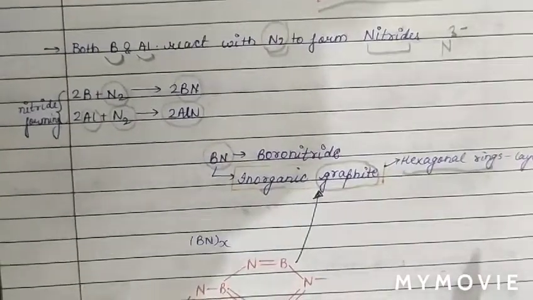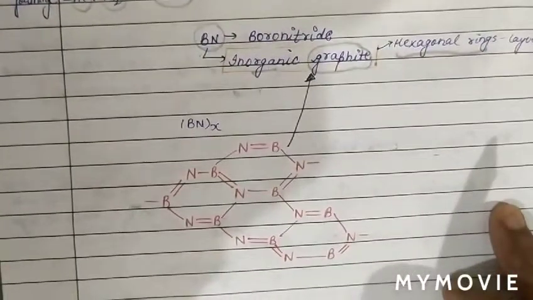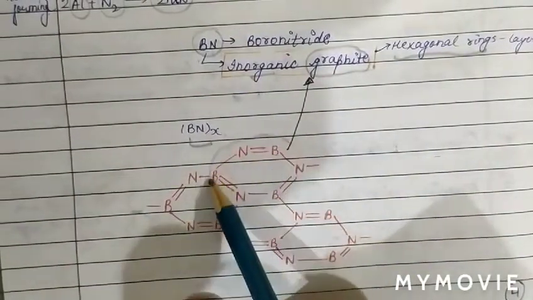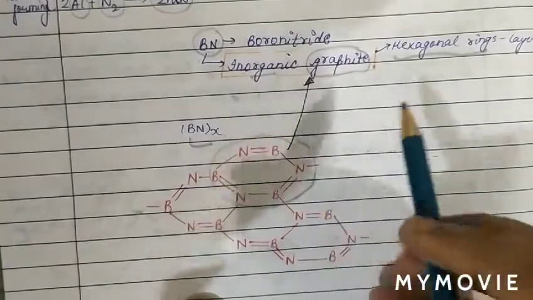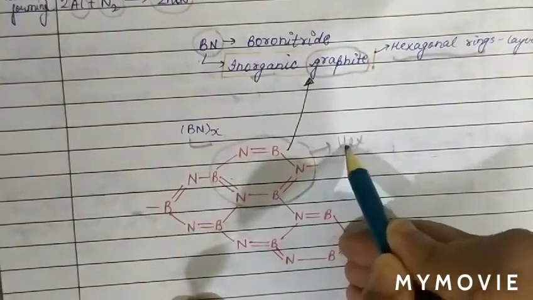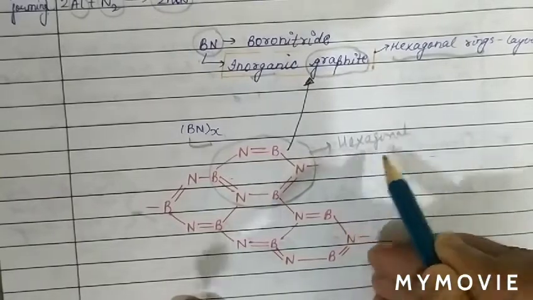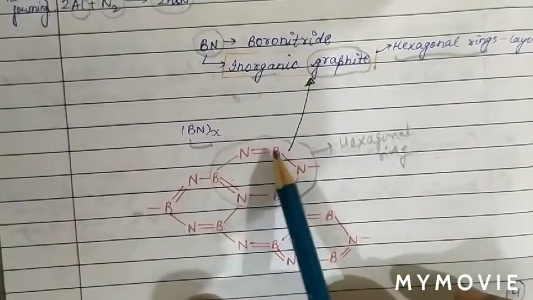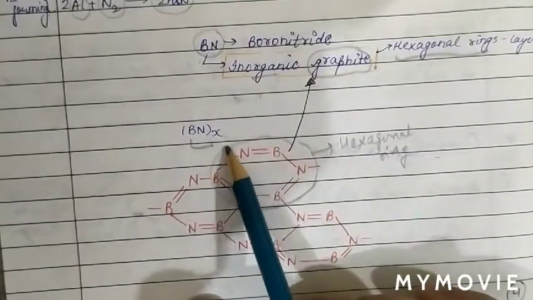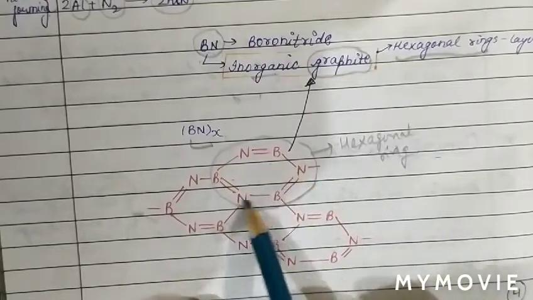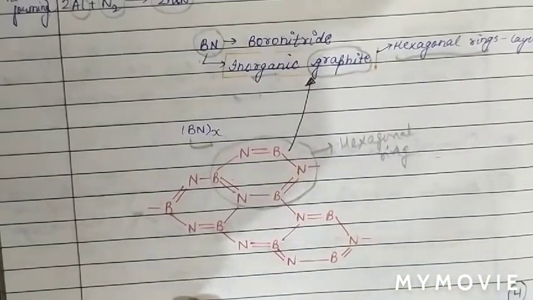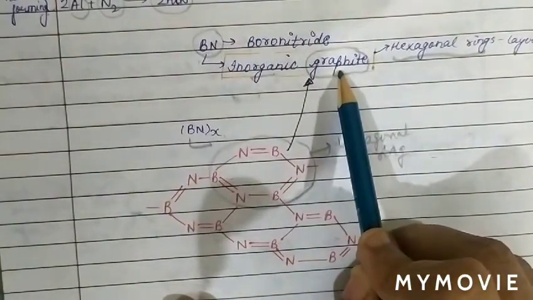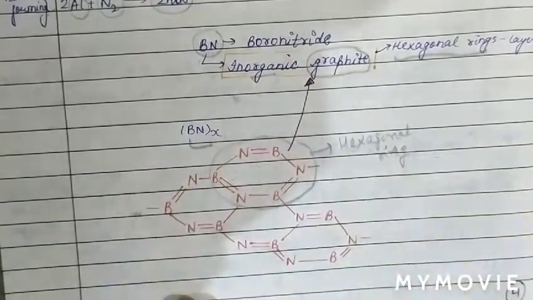See the structure of boron nitride. The molecular formula is BN. We can see that six member atoms are in the form of hexagonal rings. In graphite there are also hexagonal rings, but only carbon atoms are there, while in boron nitride, boron and nitrogen make the hexagonal rings. So the structure of boron nitride is similar to graphite. Therefore we call boron nitride inorganic graphite.